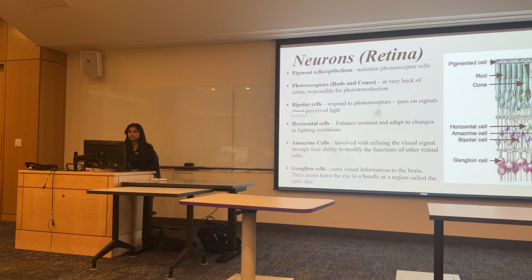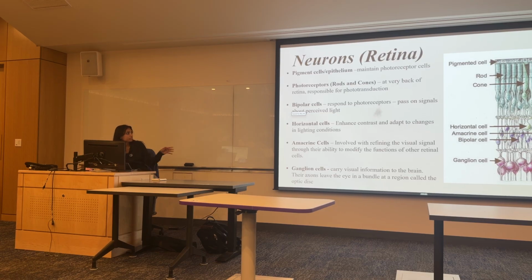So then you have something called bipolar cells, and that responds to the changes in the amount of neurotransmitters that are released by your rods and your cones. And that passes on further signals about perceived light. And then you have something called horizontal cells. These have dendrites that spread horizontally amongst the retina, and they make contact with multiple photoreceptor cells. And this kind of modulates the function of the photoreceptor cells to do things like enhance contrast, for example, if you're in a really bright room, or adapt to changes in lighting conditions.